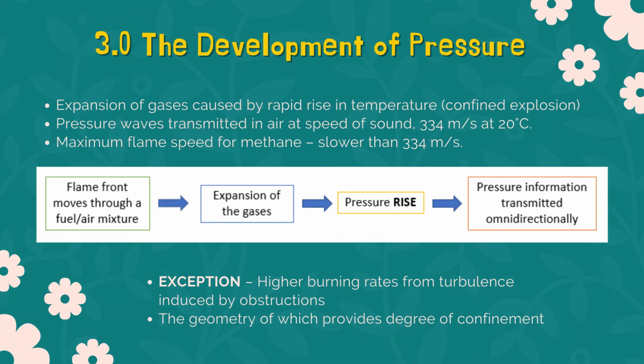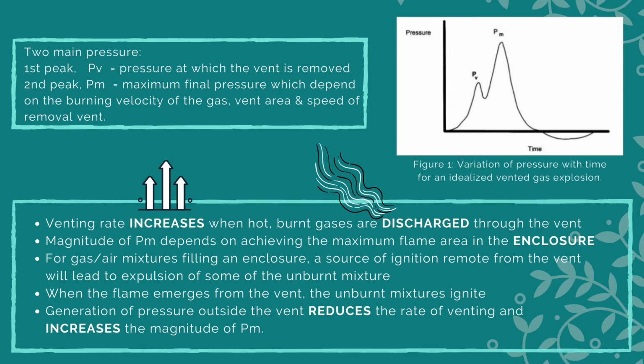Development of pressure: expansion of gases is caused by a rapid rise in temperature. The flame front moves through a fuel-air mixture, causing the expansion of the gases, which then causes the pressure to rise. Pressure information is transmitted omnidirectionally. There are two main pressure peaks. The first peak is PV, the pressure at which the vent is removed. The second peak is PM, the maximum final pressure.